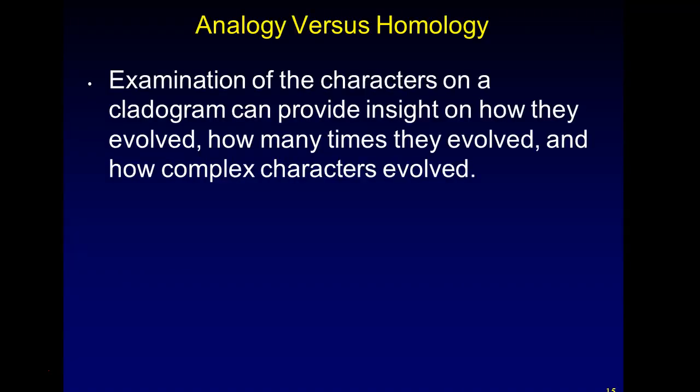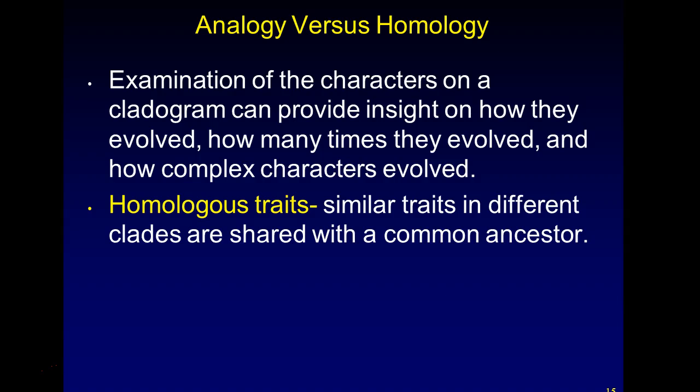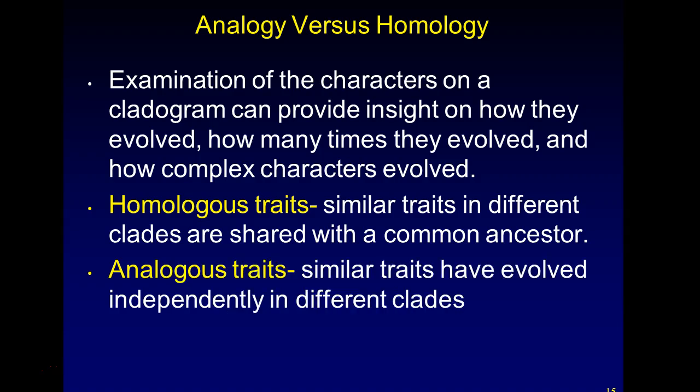So analogy versus homology, some important differences here. Examination of the characters on a cladogram can provide insight into how they evolved, how many times they evolved, and how complex characters evolved. So homologous traits, we know this, are similar traits in different clades that are shared with a common ancestor. Analogous traits, which we haven't talked about before, are similar traits that have evolved independently in different clades. So there's a big difference there.